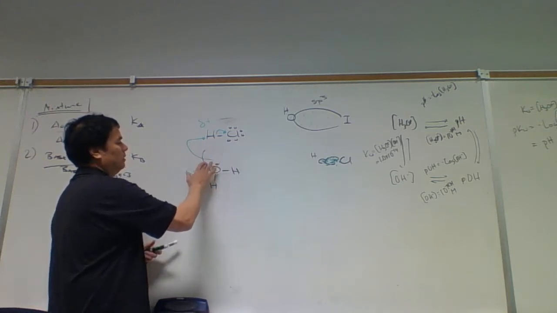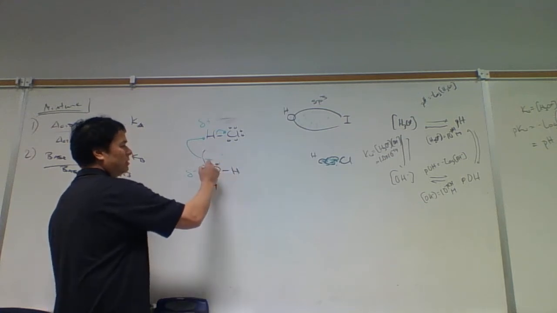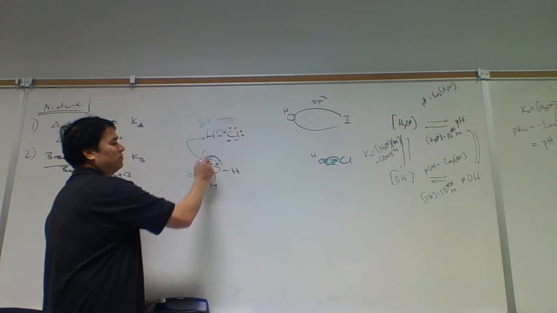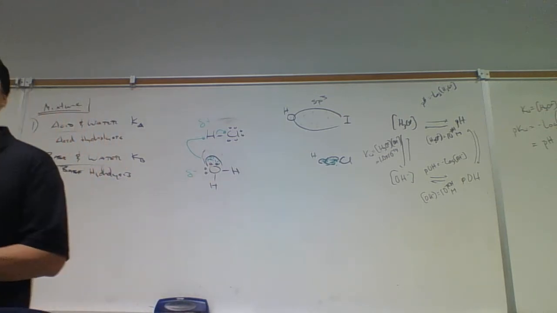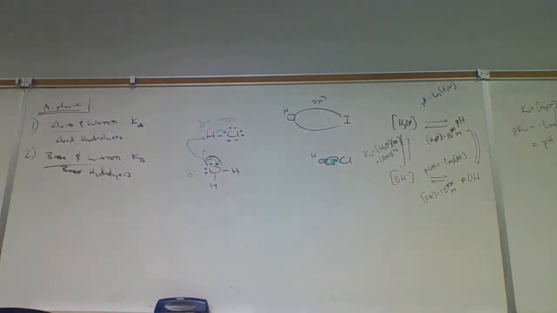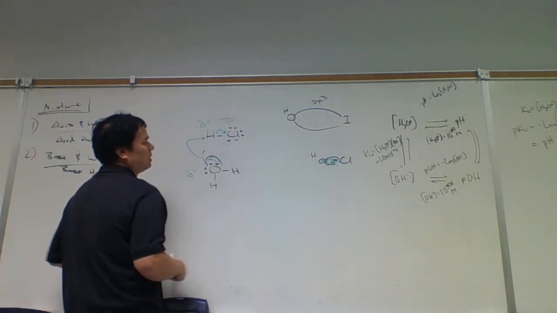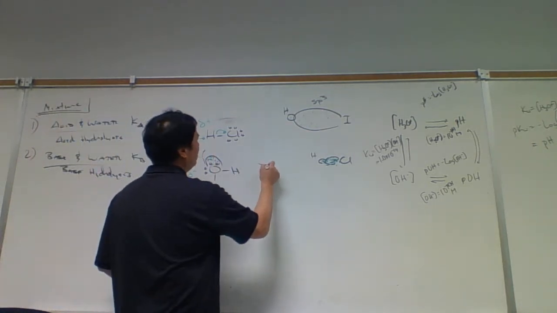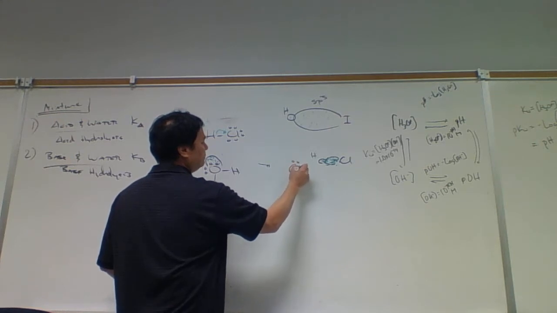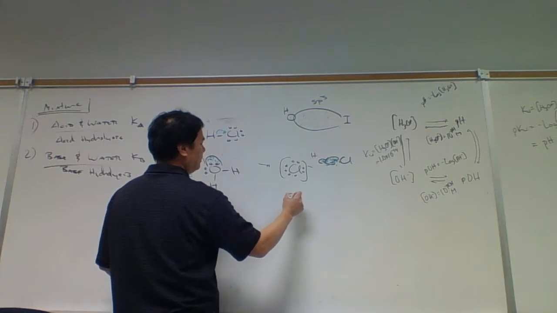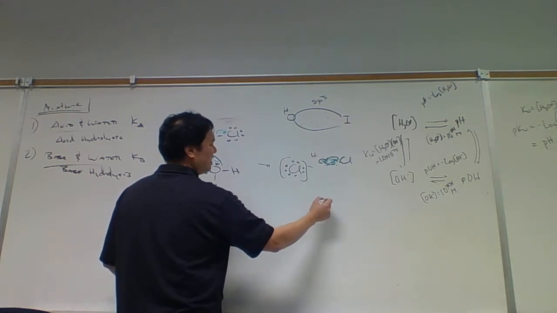I'll try to drag this down. Chlorine's bigger. Oxygen and fluorine are about the same size. Anyway, it doesn't matter. With HI or HCl, water has an easy time plucking that proton off. When water plucks that proton off, what are we going to form? We're going to form chloride here and H3O plus.